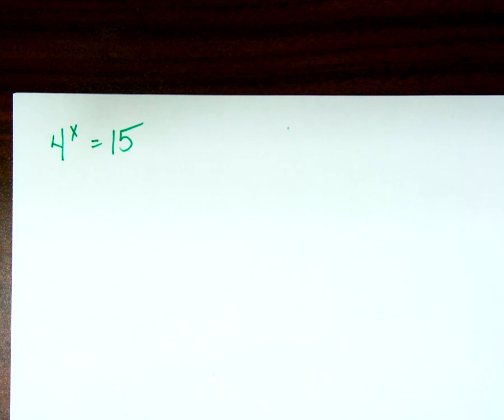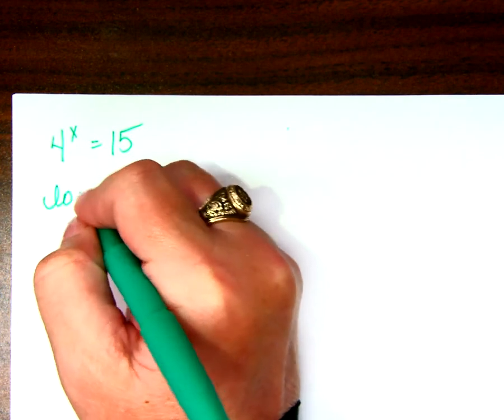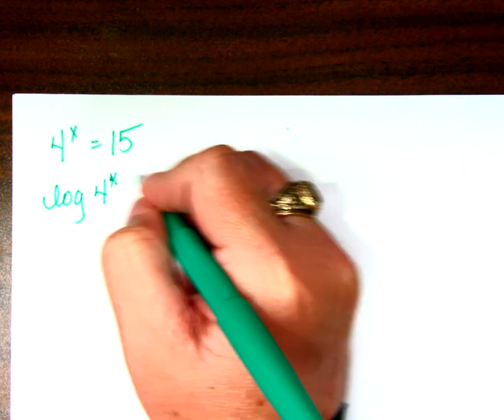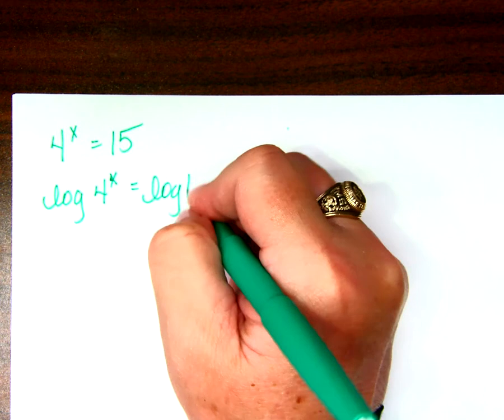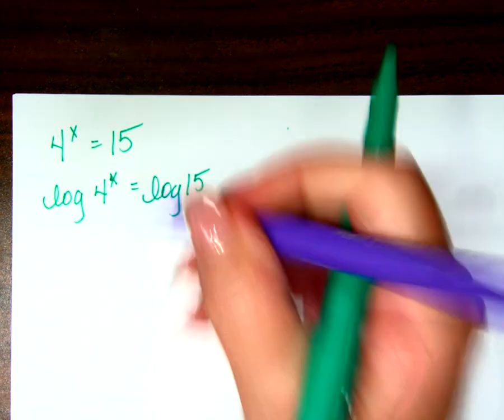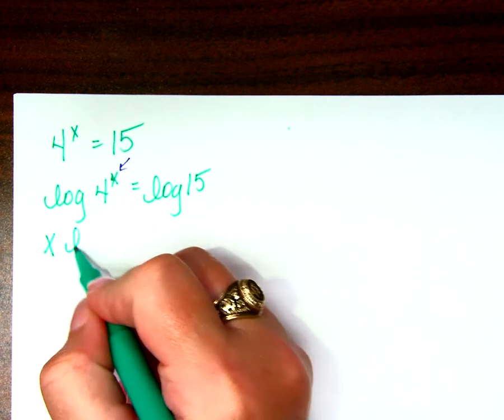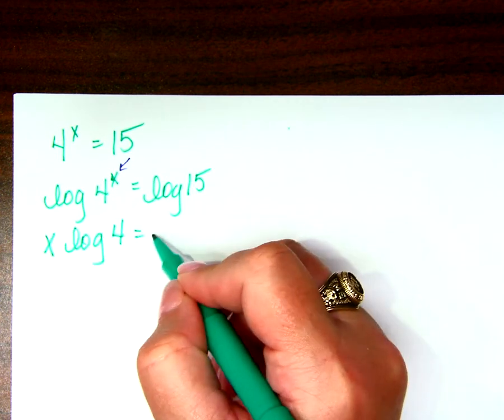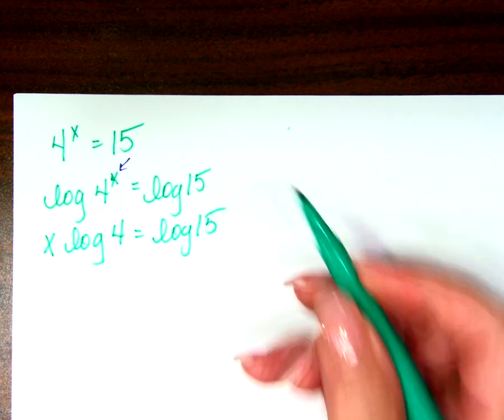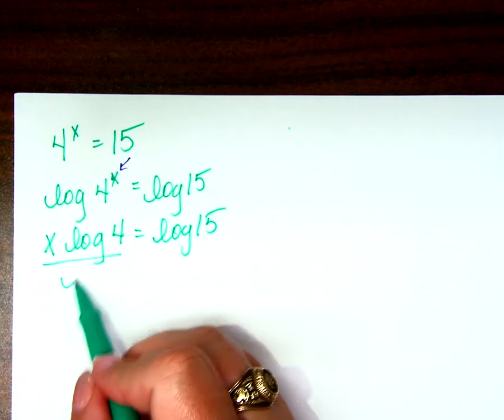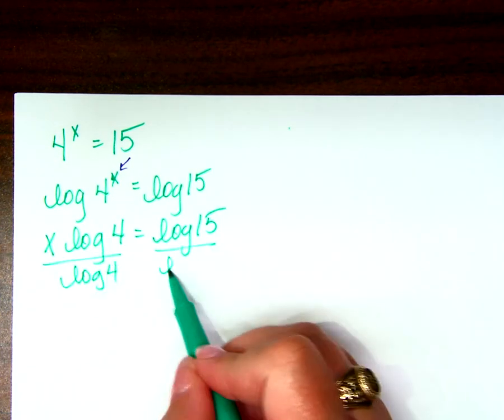Let's see, how do I want to explain this? We want to take the log of both sides. That's going to help us get the variable out of the exponent, right? Because if I take the log of both sides, let me write it down so you see what I'm saying. If I take the log of both sides, what happens to this x right here? It goes to the front, right? So I have x log of 4 equals log of 15. And to solve for x, all I have to do is what? Divide by log of 4.